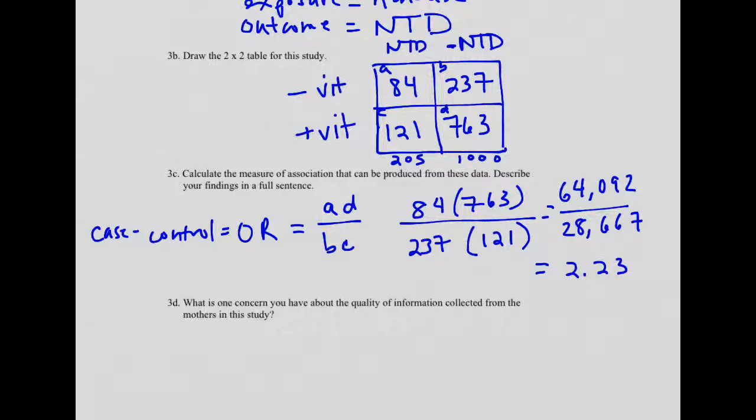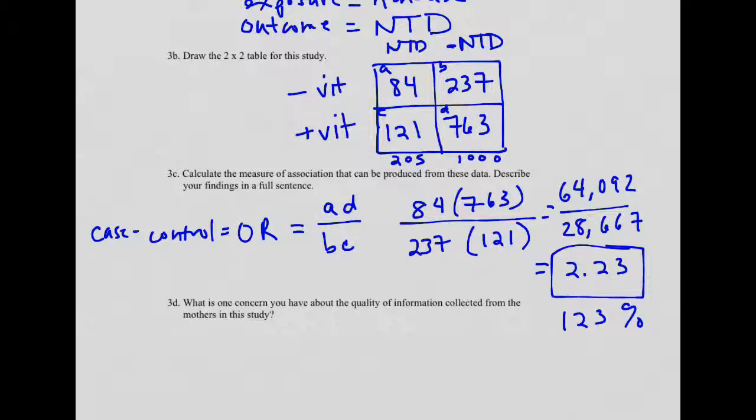So our findings in a full sentence are that among women who did not take these vitamin supplements during pregnancy, their odds of having a baby with neural tube defect were increased 2.23 times. Or another way to say this, they had a 123% higher odds of having a baby with neural tube defects compared to women who did take a vitamin supplement.